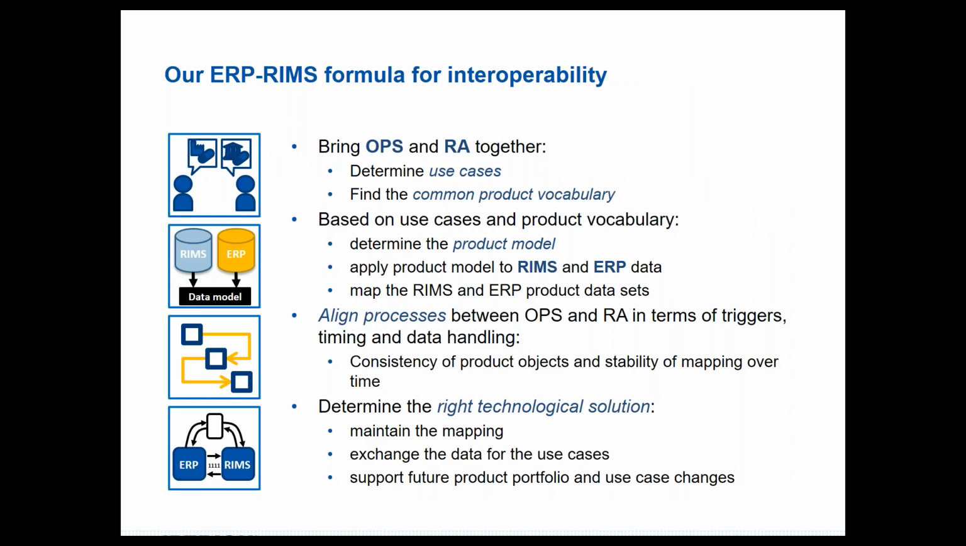our ERP-RIMs formula for interoperability. So again, we need to start out bringing the right functions together, determine the use cases you need, and find a common vocabulary. Based on those use cases and your product vocabulary, you find the proper product model, apply this to the data sets in both systems to find your product objects and map these product objects together. To maintain a stable mapping over time, you need to align your processes in terms of triggers, timing, and data handling.